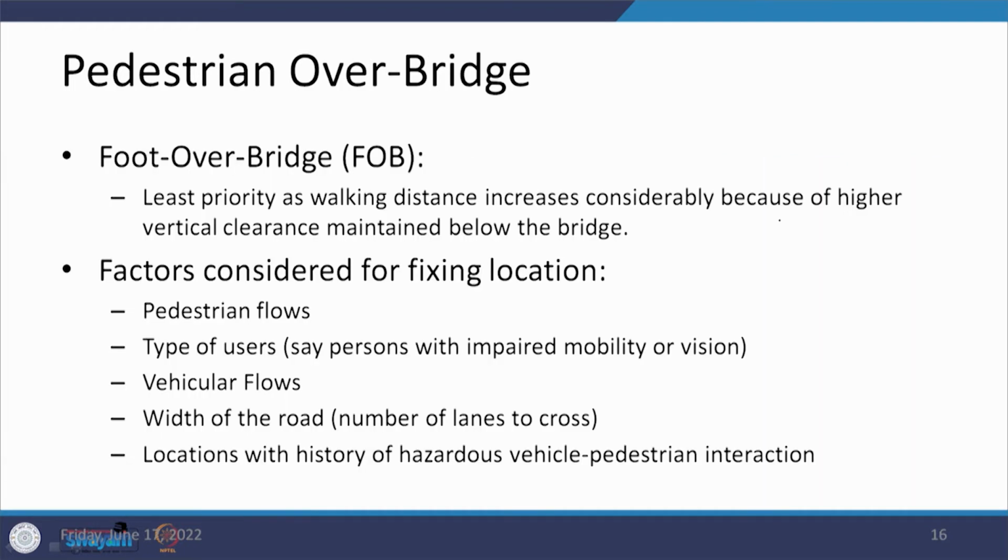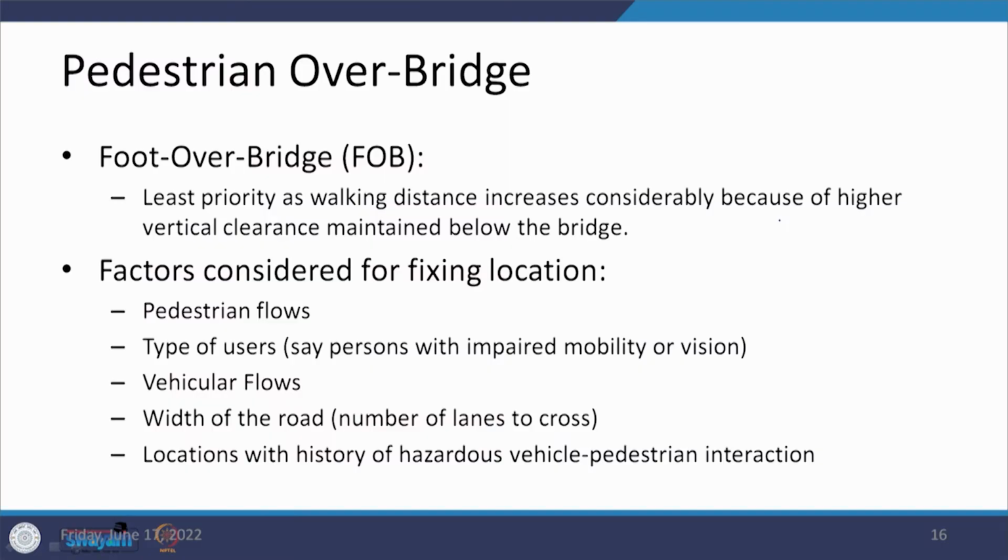Now, let us come to the pedestrian overbridge. A pedestrian overbridge or foot overbridge is provided at various locations looking at different types of factors. That means we are going to look at the volume of pedestrians who are going to cross at that location. We are going to look at what types of pedestrians there are, as far as different categorizations are possible. Then vehicular flow, which is going to have cross interactions with the pedestrians. So, if that flow is also quite high, that also needs to be looked at.